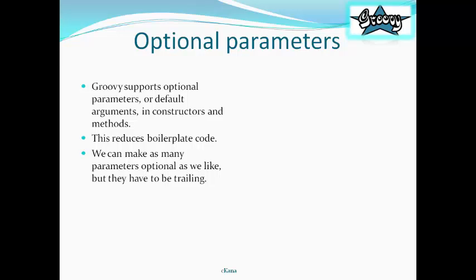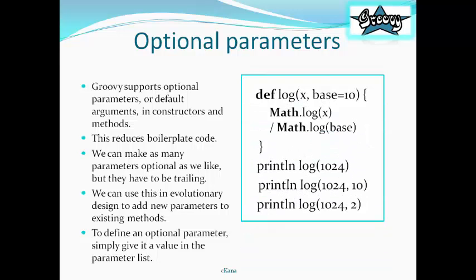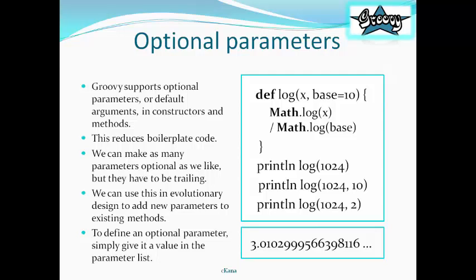We can take as many parameters optional as we like, but they have to be trailing. We can use this in evolutionary designs to add new parameters to existing methods. In order to define an optional parameter, simply give it a value in the parameter list. Here's an example of a log function with an optional base parameter. If we don't provide that argument, Groovy assumes a value of 10. Groovy fills the missing argument with the optional value, as we can see in the output.